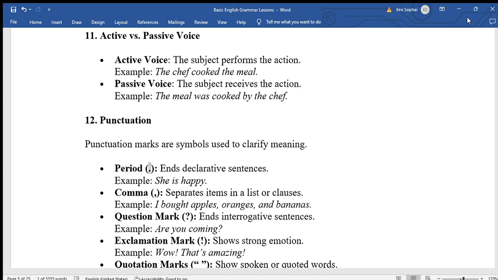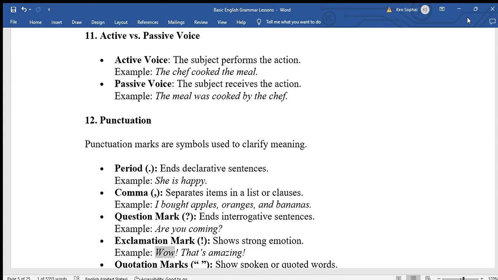Period. Dot ends declarative sentences. Example, she is happy. Comma. Comma separates items in a list or clauses. Example, I bought apples, oranges, and bananas. Question mark ends interrogative sentences. Example, are you coming? Exclamation mark shows strong emotion.